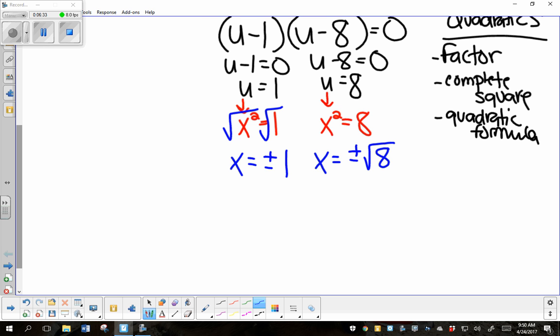Do you think we can simplify the square root of 8 at all? Yeah, because 4 and 2 go in, and we know 4 is a perfect square. So how can I write root 8? 2 root 2. So x actually equals positive or negative 2 root 2. Right. We just want to get x itself. Good.